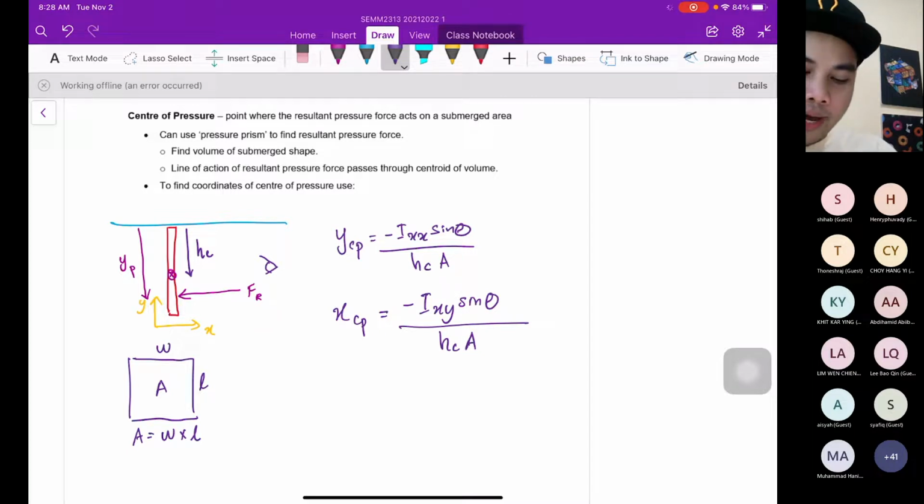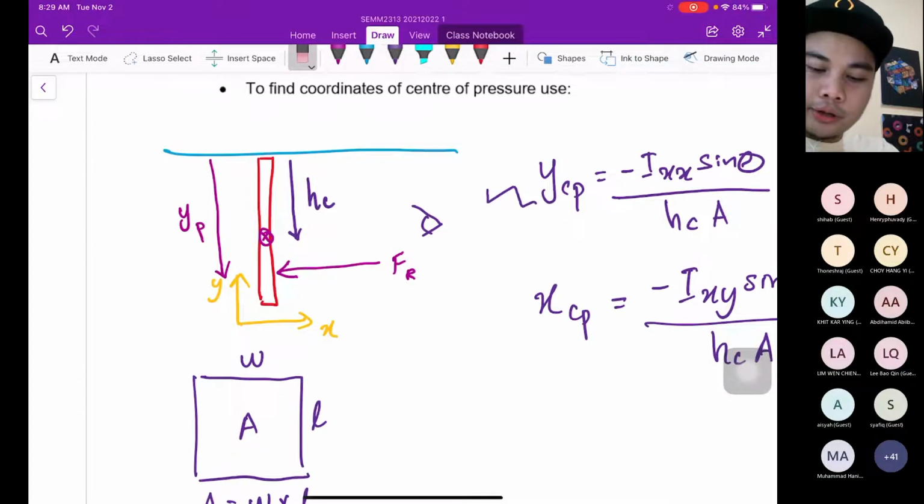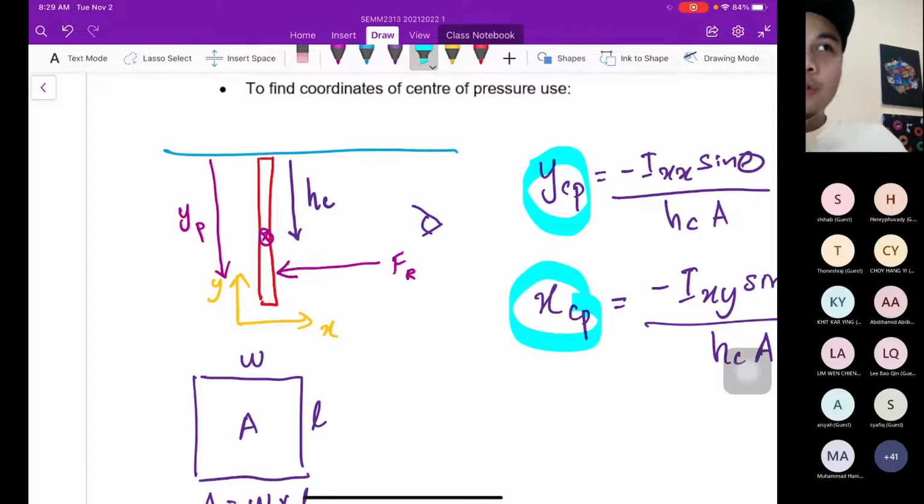How to choose whether Y or X? It depends on the plane direction. As you can see, once you consider the plane to be parallel to the Y, choose this one. If the plane is parallel to the X, choose this one. Most of our calculations, we are going to use YCP.